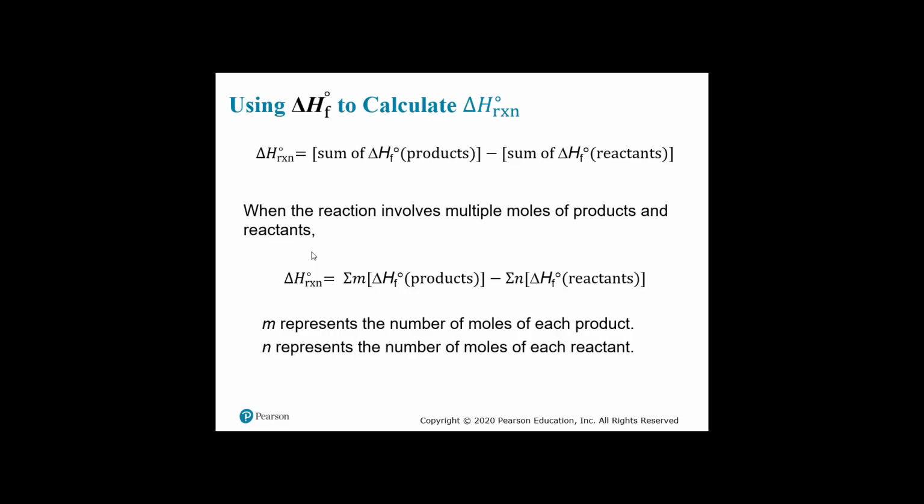Okay, so using this to calculate the standard enthalpy of the reaction. What we do is we look up the formation values and we plug them in with products minus reactants from a balanced equation, and that will give us our value of an enthalpy of reaction at standard state. When the reaction involves multiple moles of a product, then you have to also multiply that. So that would be on the outside, m representing the moles of the products and n representing the moles of each reactant. And if you had several products, then you would group this together and you would group this together.